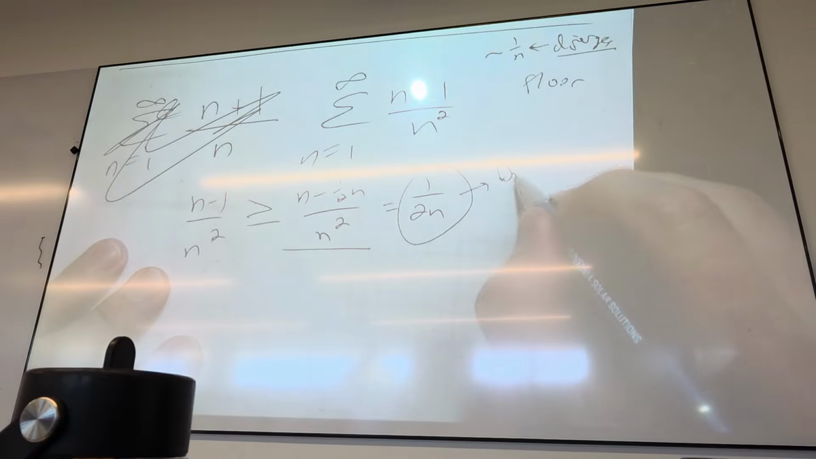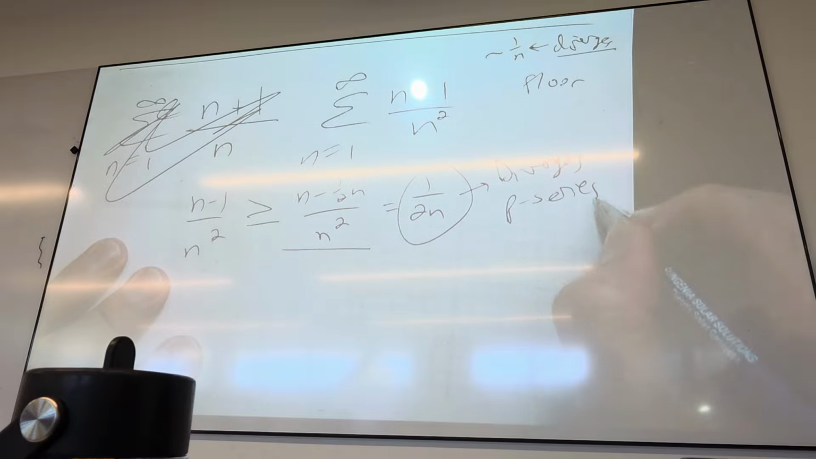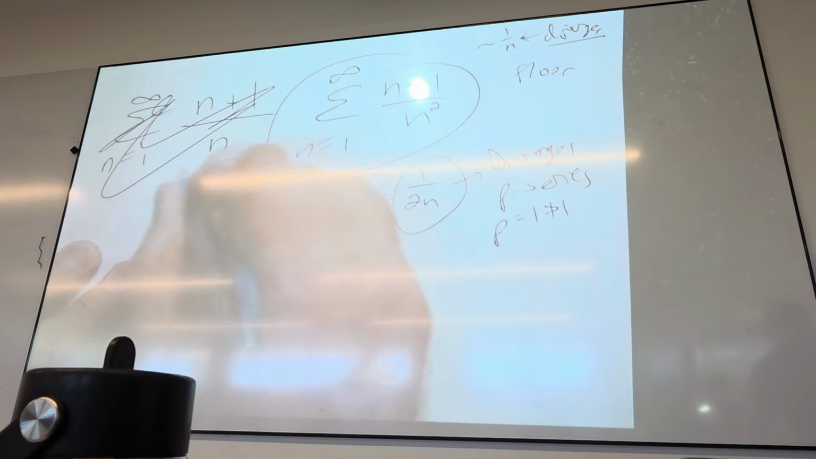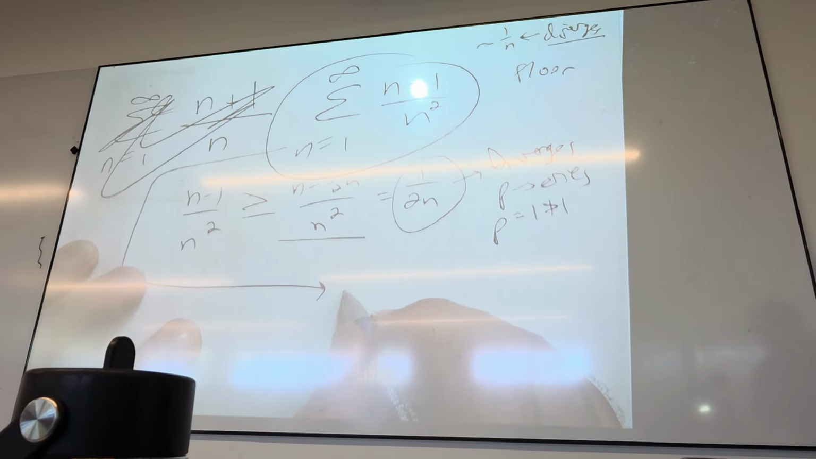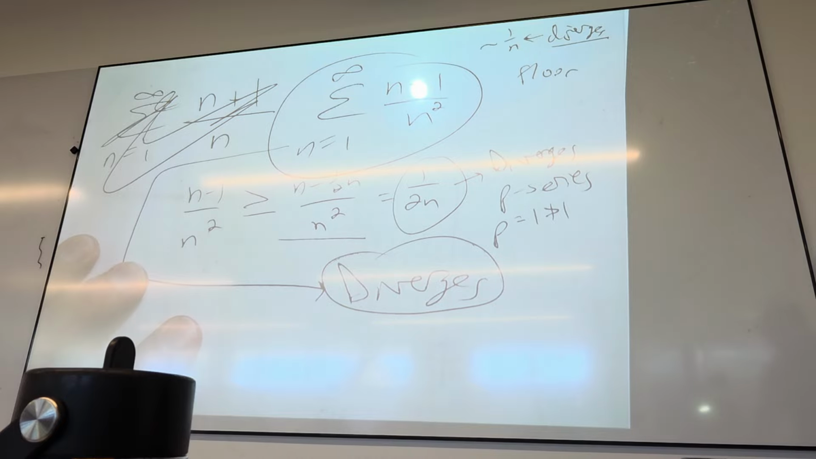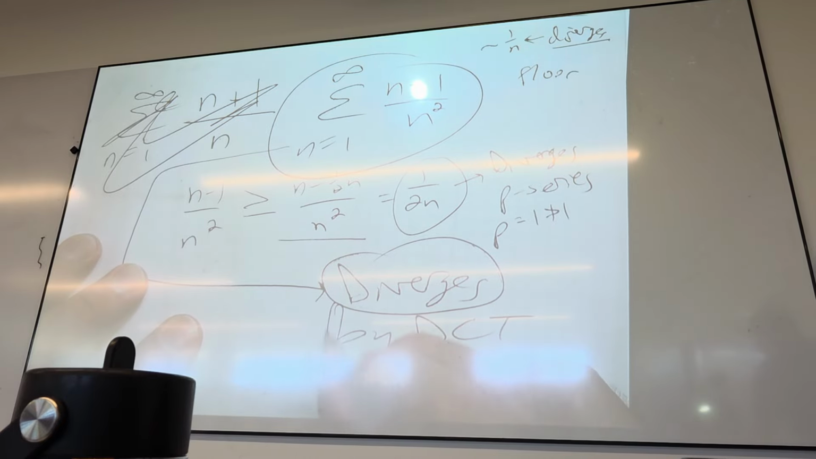Diverges. Why? By p series. P series, you can even say harmonic. P equals 1, not greater than 1. And so therefore our series diverges by direct comparison test.